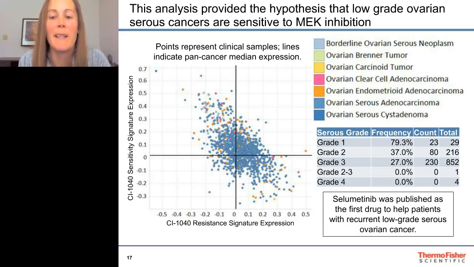So you can see that we had 79.3% of grade 1 serous ovarian cancers fall within that upper left-hand quadrant. So that would give us the hypothesis that low-grade serous ovarian cancer is potentially sensitive to MEK inhibition. This is quite interesting in light of the fact that AstraZeneca's MEK inhibitor, selumetinib, was published as the first drug to help patients with recurrent low-grade serous ovarian cancer. Kind of a nice proof of concept of the type of hypotheses we can derive using OncoPredictor analysis and their potential usefulness in the clinic.